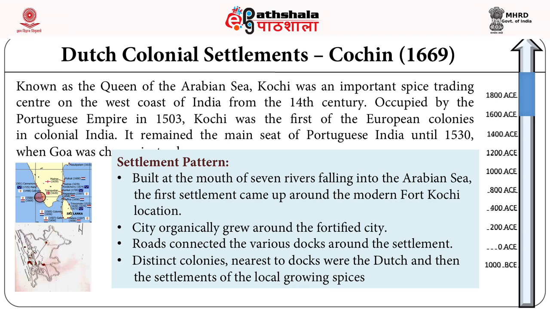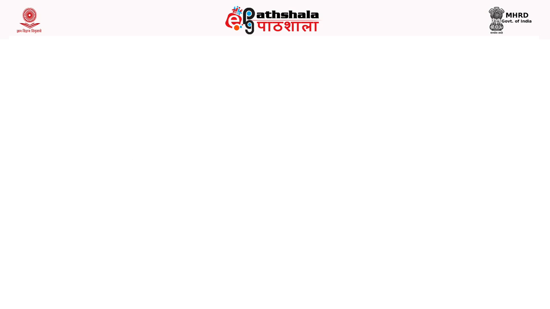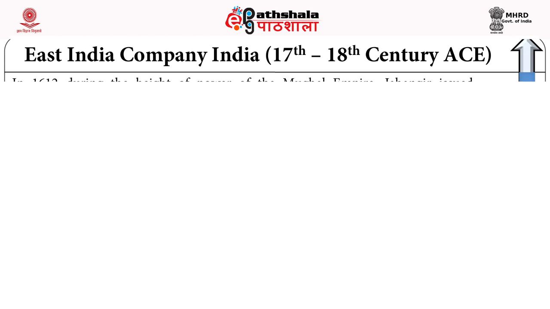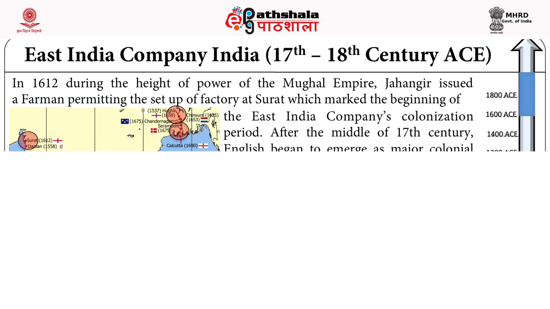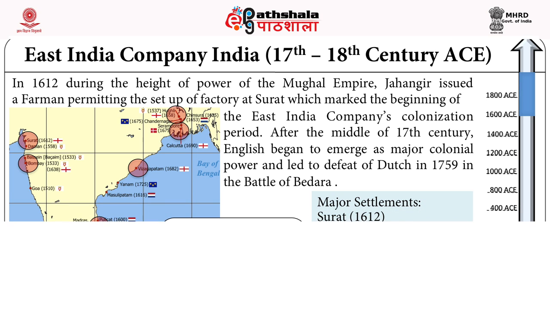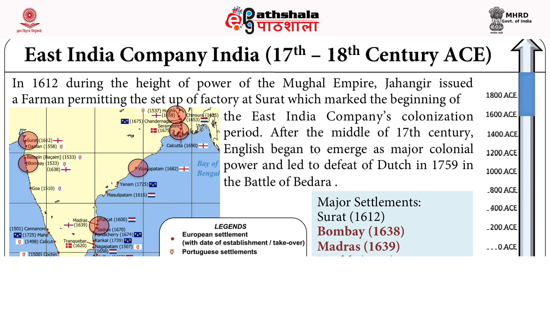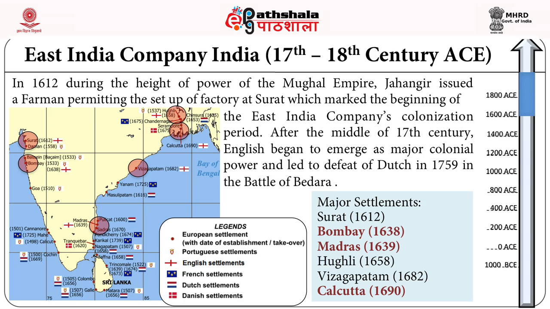So after the Dutch colonies in India and after the Dutch rule, let us now discuss the East India Company in India, which was from the 17th to the 18th century. We see that in 1612, during the height of the power of the Mughal Empire, Emperor Jahangir issued a firman or an order permitting the setting up of a factory at Surat in today's Gujarat, which marked the beginning of the East India Company's period of colonization of India.